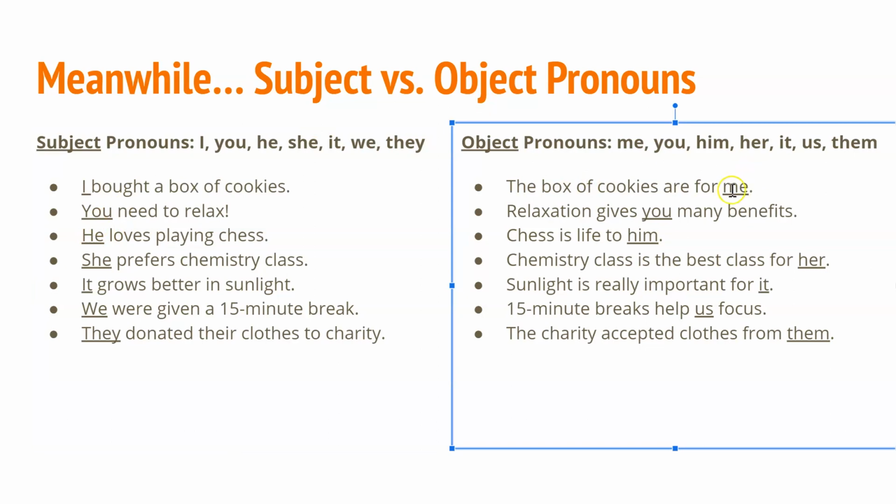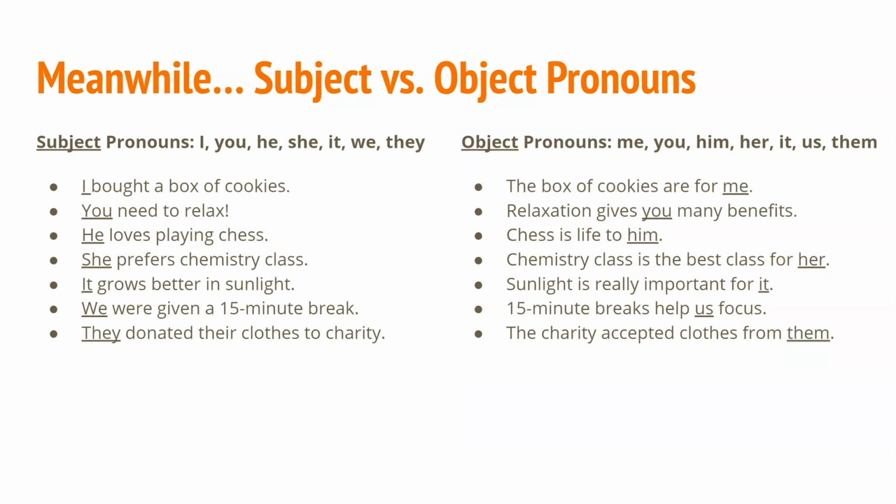Object pronouns are the ones that go toward the end, because again, in active voice in English, the object is usually toward the end of a sentence. So, the box of cookies are for me. Okay? Or you, him, her, it, us, them. These are object pronouns toward the end of a sentence.